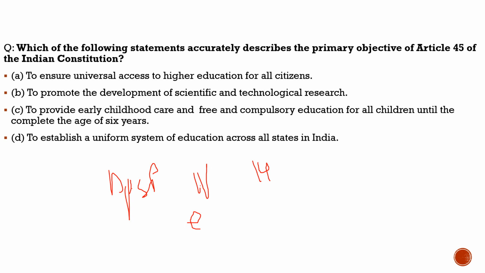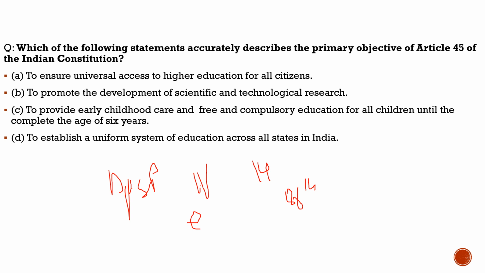But by the 86th Constitutional Amendment Act of 2002, this line was changed. It was changed so that the state shall endeavor to provide early childhood care and education for all children until they complete the age of 6 years. So this is, in a nutshell, Article 45. Now, with the help of this question, we will understand more about it.